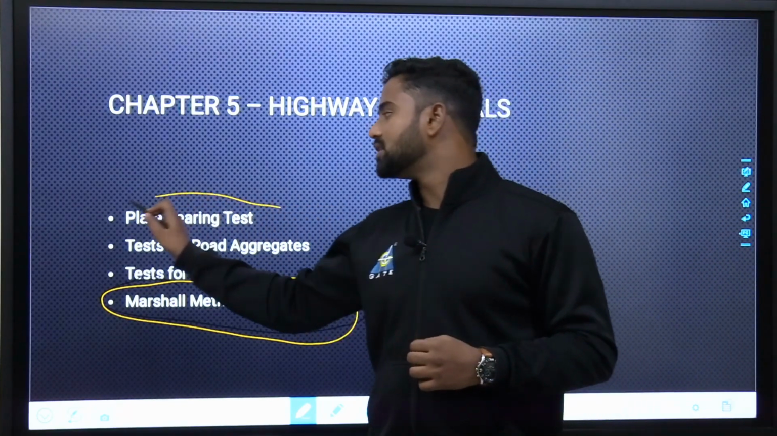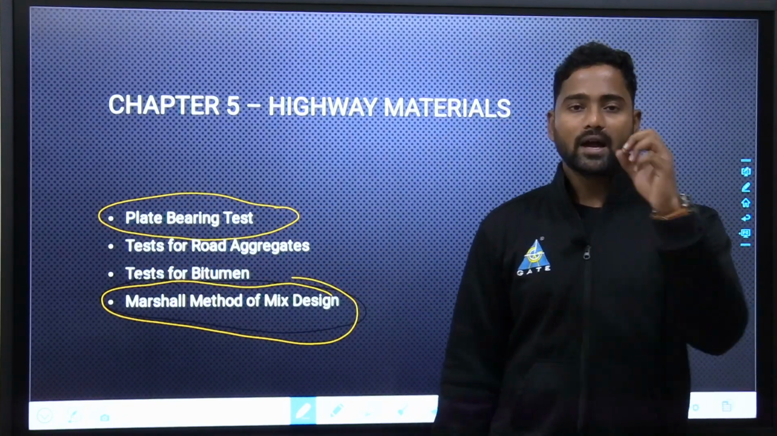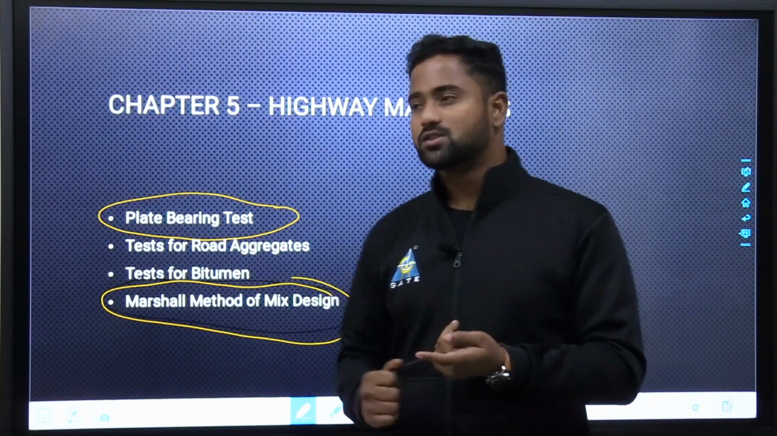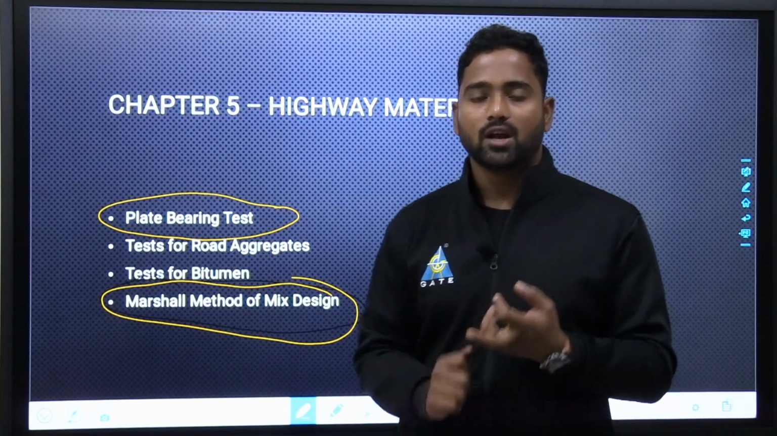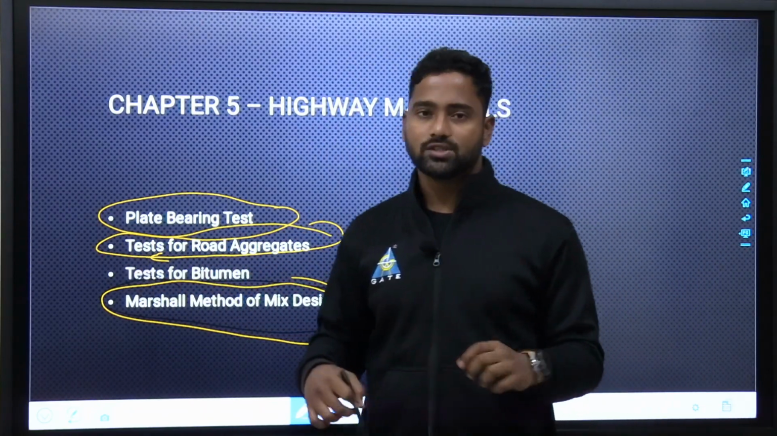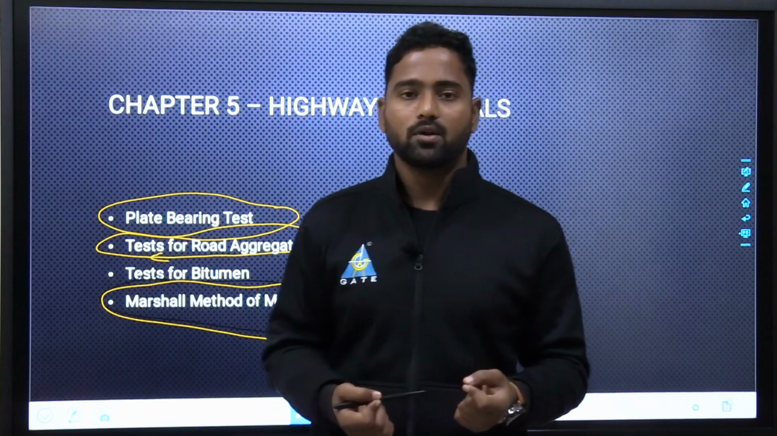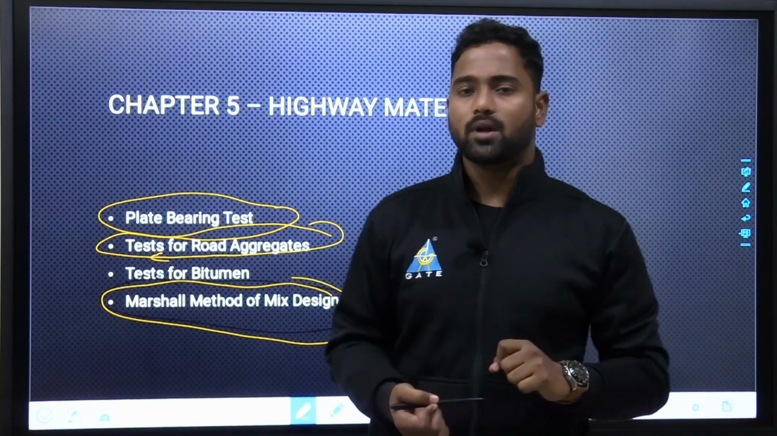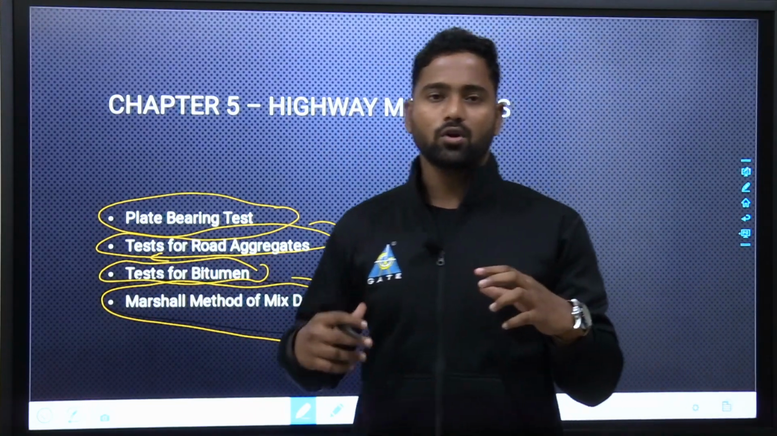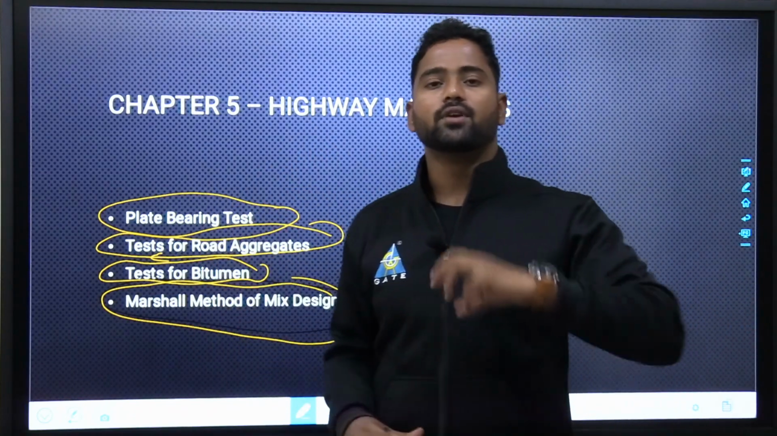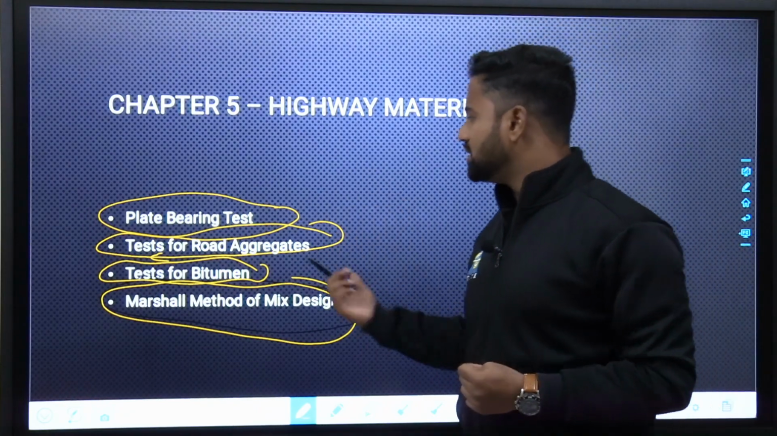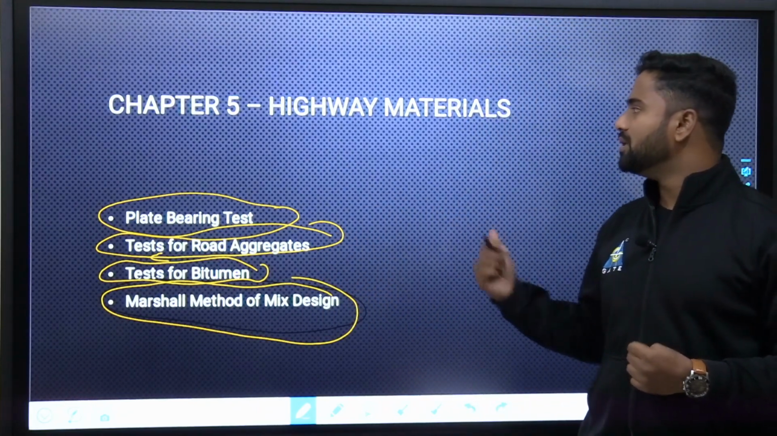Then, as I said, the plate bearing test we'll be seeing over here, and tests for the aggregates, like impact test, crushing value test, Los Angeles abrasion test, flakiness index test, elongation index test, all those things from the tests for road aggregates. Next, tests for the bitumen: what is the viscosity of the bitumen, what is the flow value of the bitumen, and all those things. From the tests for bitumen, you'll learn how to differentiate bitumen and tar, different types of bitumen, what is cutback bitumen, what are emulsions, emulsified bitumen. All those things we'll be discussing over here.